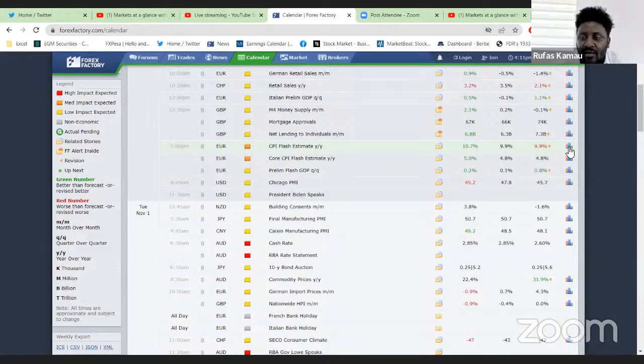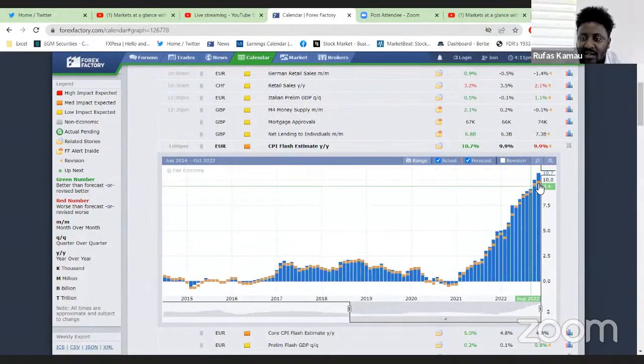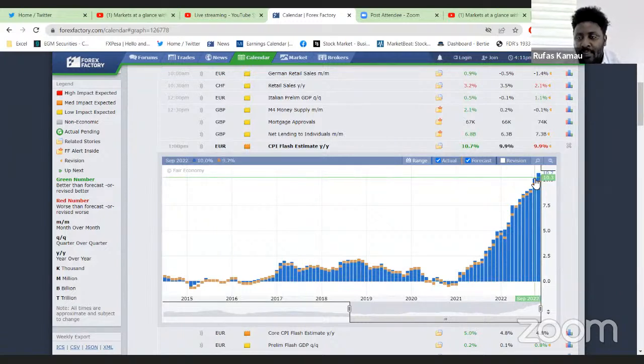So clearly from the previous reading, inflation was at 9.9%, and this has moved higher to 10.7%. So you can see the projection since January this year. From February, the inflation was extremely low, but since then, every consecutive month, we have seen inflation continuously rising in the Eurozone. This is as a result of, one, the war in Ukraine, which has stretched the supply of oil, so energy bills have been going up, and at the same time, housing prices have also been going up, among other core commodities within the CPI basket.